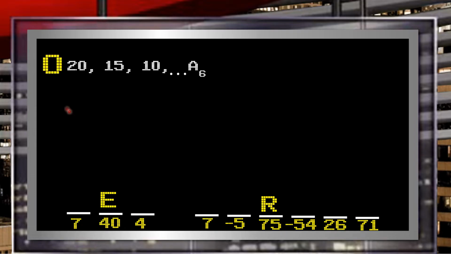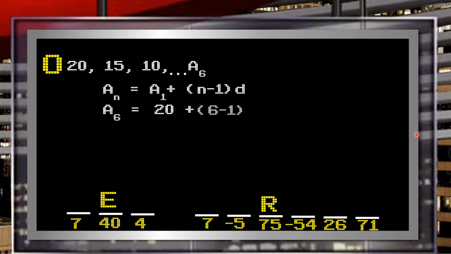Okay, ito naman. 20, 15, 10, and we have to find a sub 6. With the formula of arithmetic sequence, let us substitute the values. A sub n, or yung last term, is a sub 6 equals, ang first term ay 20 plus the number of terms is 6 minus 1 times the common difference. Ayan, very obvious. Kaya lang pababa, so instead na 5, it's negative 5.